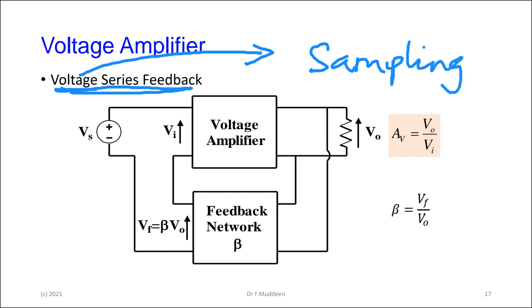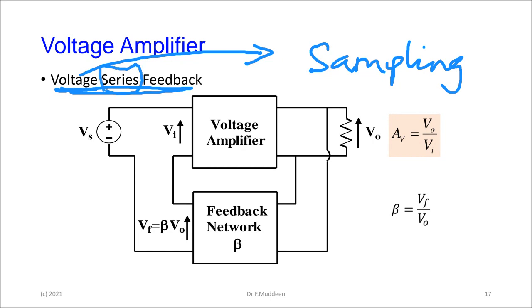What electrical parameter on the output am I actually going to be sampling? Remember, a bit of it has to be fed back, right? So at the output, if you see a name like voltage series, it means that voltage is what is being sensed or sampled at the output.